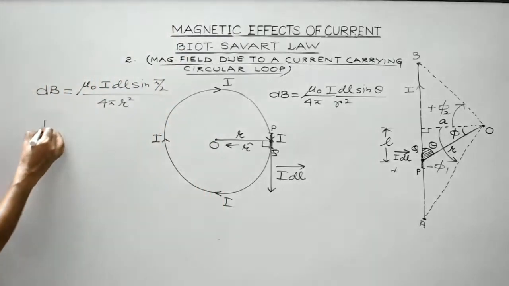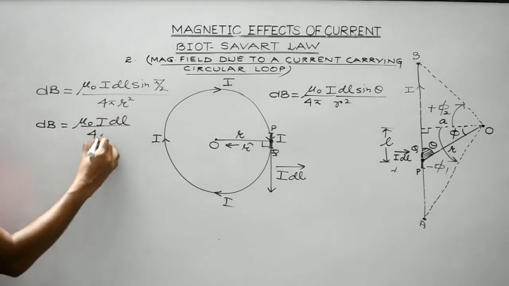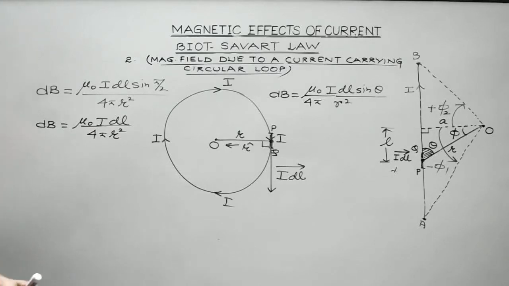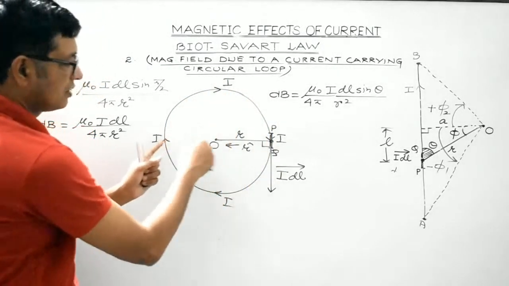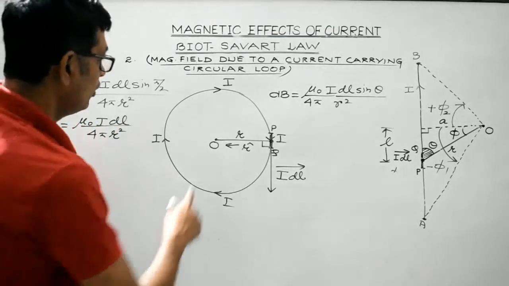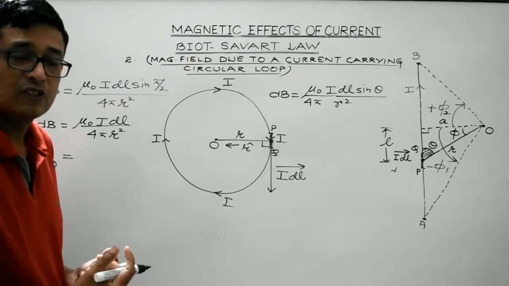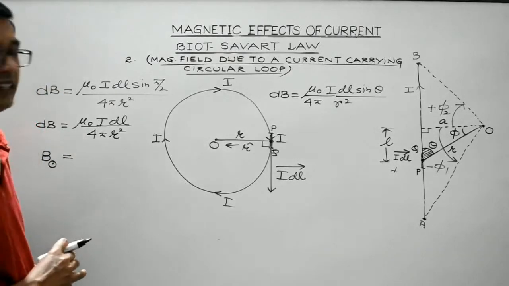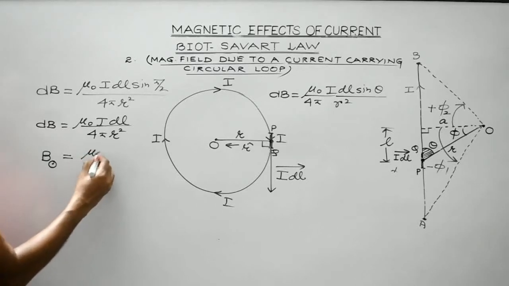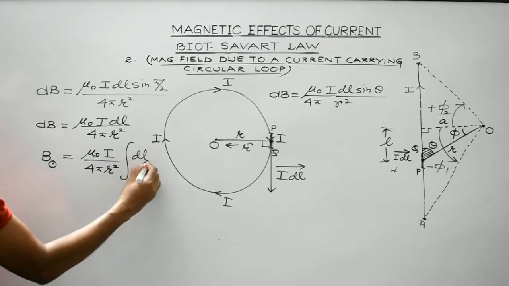So what you get is dB, it's equal to mu naught I dl divided by 4 pi r square. Students, in the case of circular loop, this radius r will remain constant. So the only variable is dl, so we can directly integrate it. So net magnetic field at the center of the circular loop is given by, this symbol indicates that the magnetic field is to be determined at the center of the circular current carrying loop, right? It is given by mu naught I divided by 4 pi r square integration of dl. Right, students?